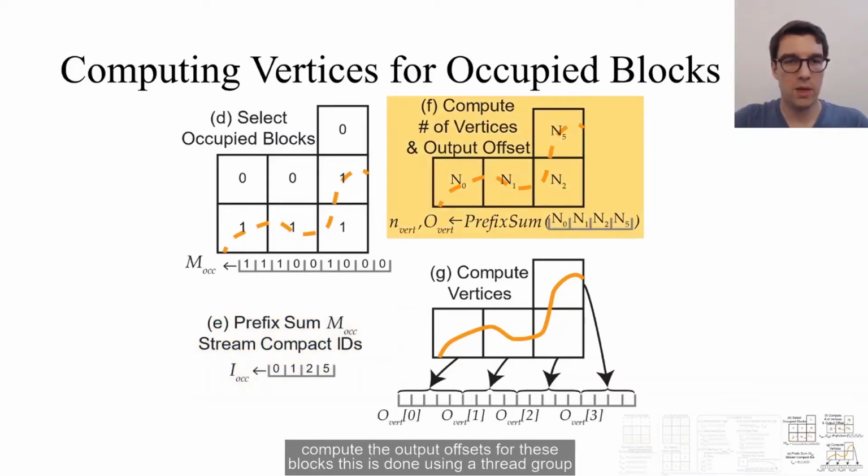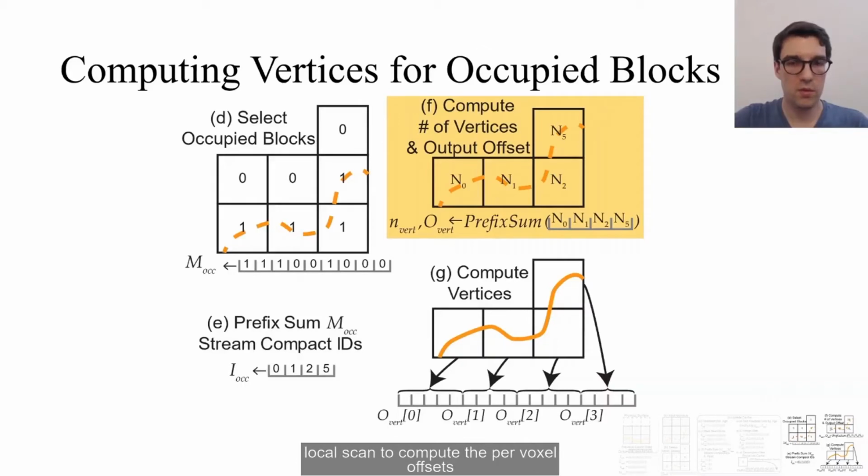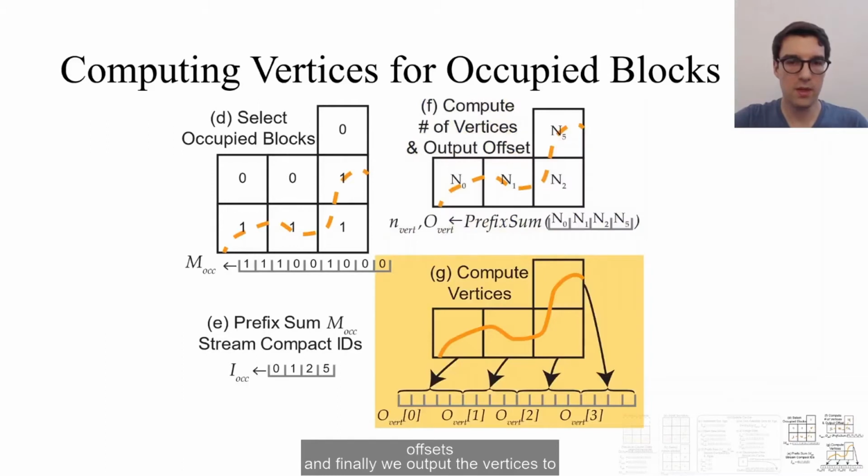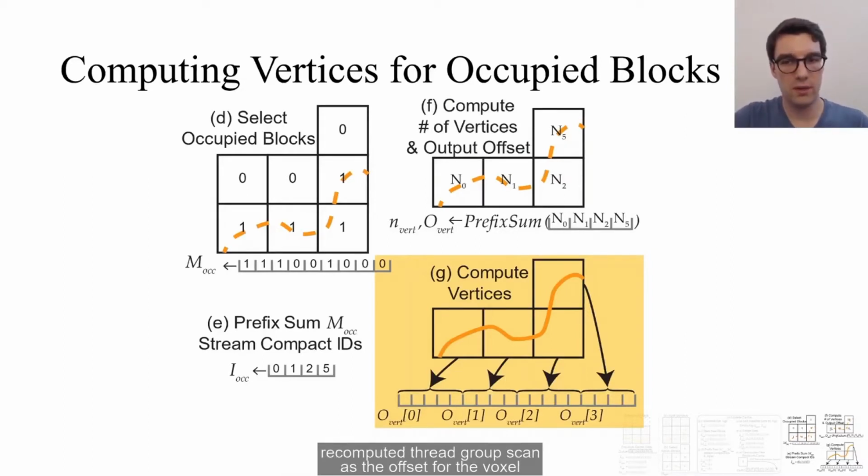We then compute the output offsets for these blocks. This is done using a thread group local scan to compute the per voxel offsets, but we only save the total number of vertices that will be output by each block and perform the prefix sum over that. We don't ever save or do a global scan on the per voxel offsets. And finally, we output the vertices to the offsets using the block offset as a base and the recomputed thread group scan as the offset for the voxel.